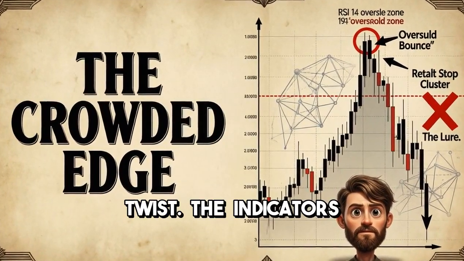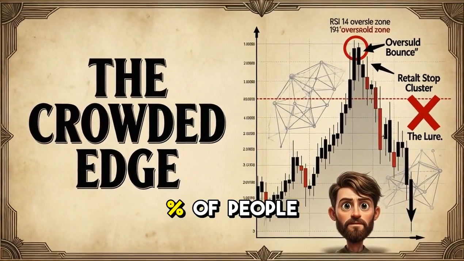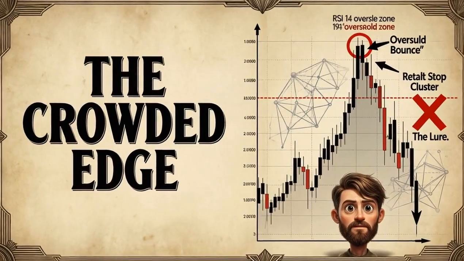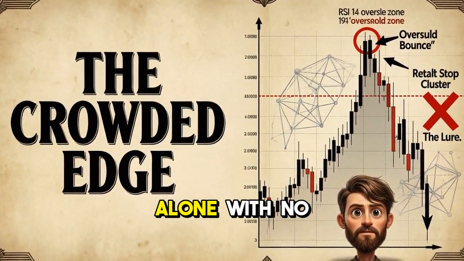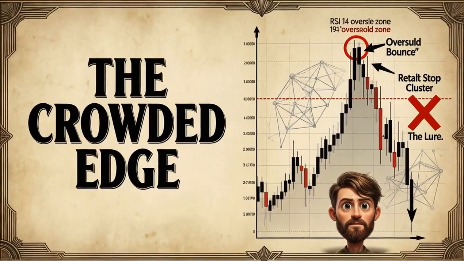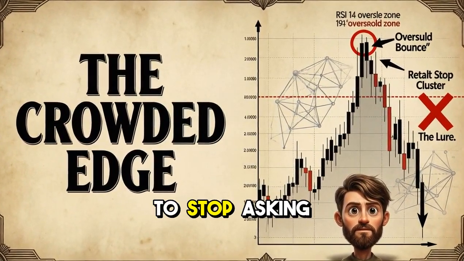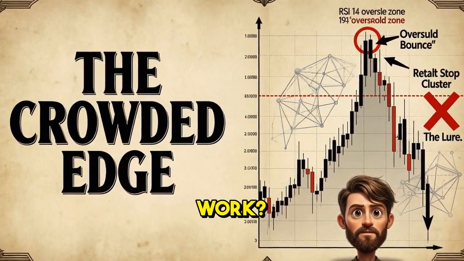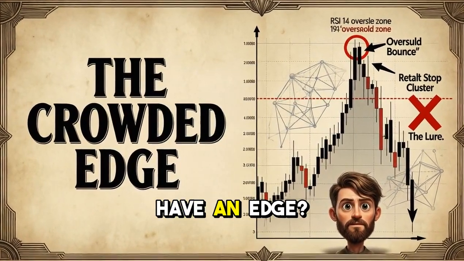But here's the twist. The indicators themselves aren't broken. The way 90% of people use them is. You're applying a 1980s lens to a modern ecosystem, alone, with no context. The tool isn't the enemy. Your blind default application of it is. You need to stop asking, does this indicator work? And start asking, under what conditions does it still have an edge?